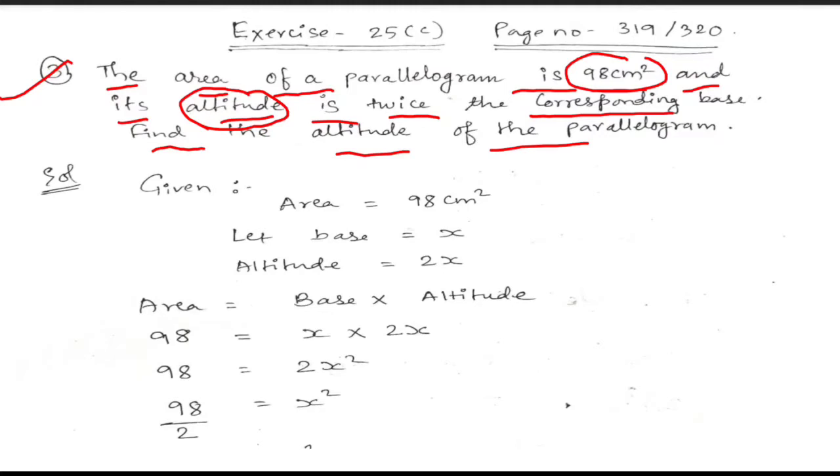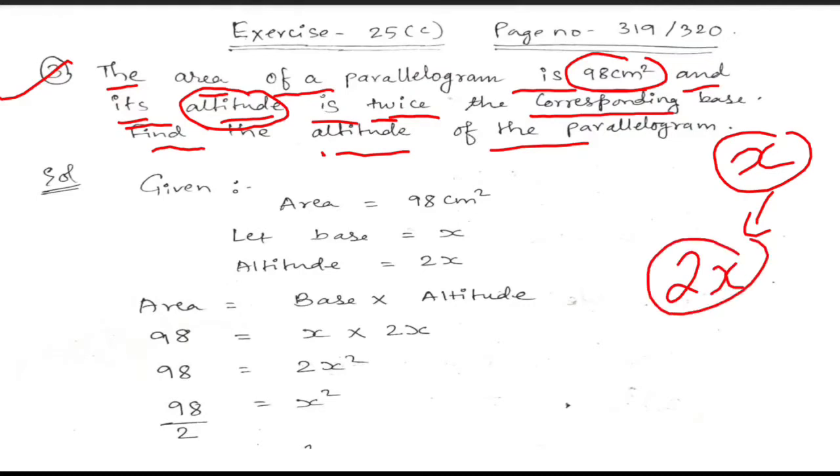Okay, now what is been said in the question? Find the altitude of the parallelogram. So this line is very important, that its altitude is twice the corresponding base. Means if we take base as x, so the altitude will be twice the base, that is 2x. Clear students? Now first we'll write what is given in the question. Area is given, that is 98 centimeters square, and we'll take base as x and altitude, that is height, as 2x, because altitude is twice the corresponding base. It is twice the base, so it is 2 times x.